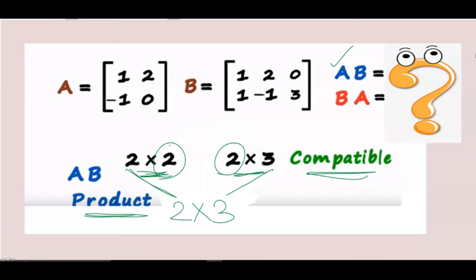This is a very, very important thing. First find the order and check the compatibility. Once you know that we can multiply these matrices, what will be the order after multiplication? That is this 2 and this 3, that is 2 by 3.